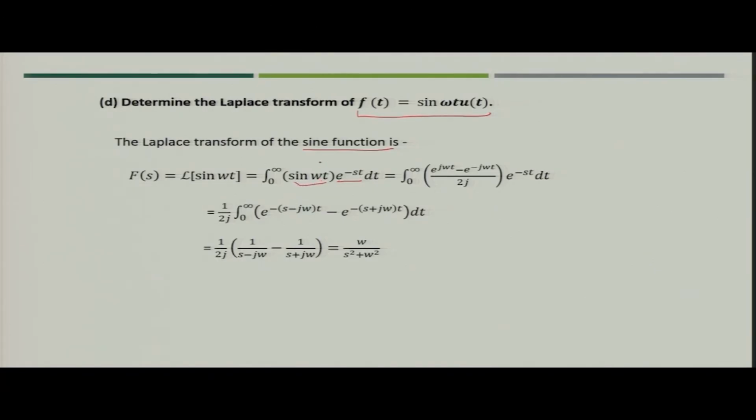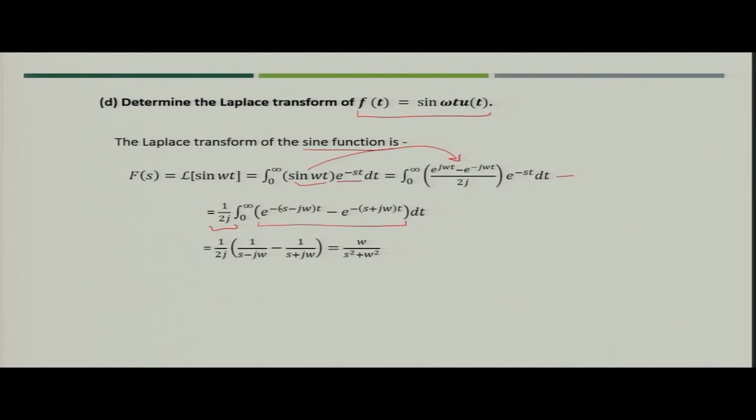To solve it, we can convert the sin omega t term into exponential form, that is, e to the power j omega t minus e to the power minus j omega t upon 2j, into e to the power minus st dt. Now, 1 upon 2j you can take out because it is a constant, and when you club the terms, you will get the expression in the form of an exponent.